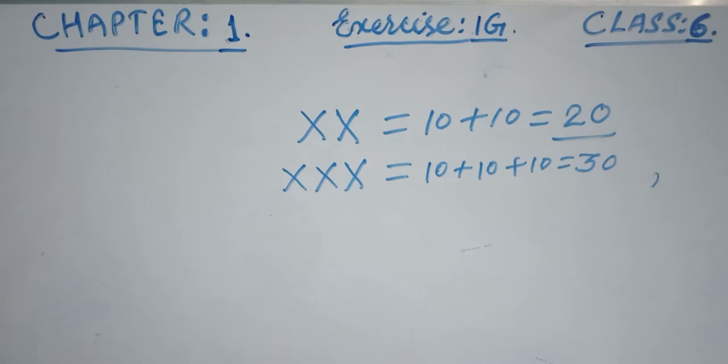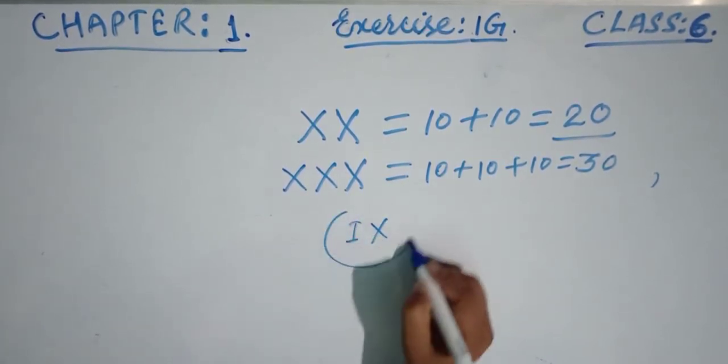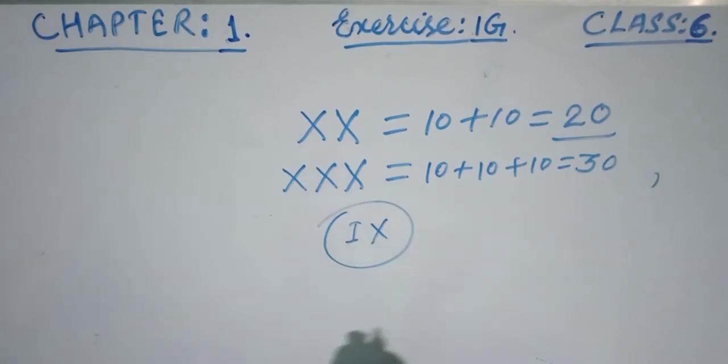Now see friends, suppose a smaller Roman numeral is placed before a greater one, like suppose here I is the smaller Roman numeral, and X is the greater Roman numeral.